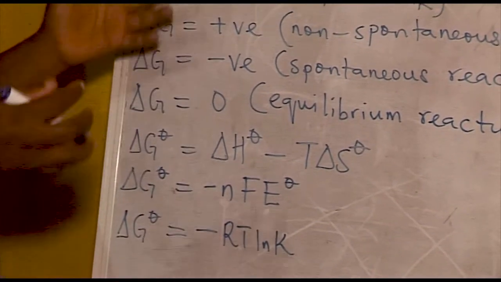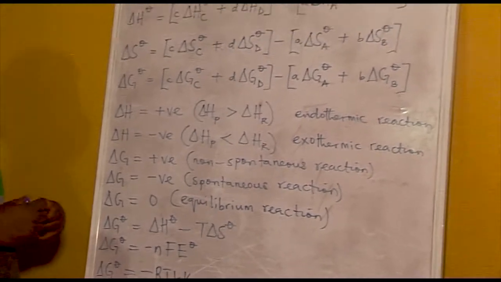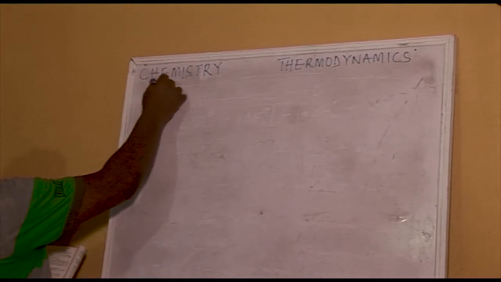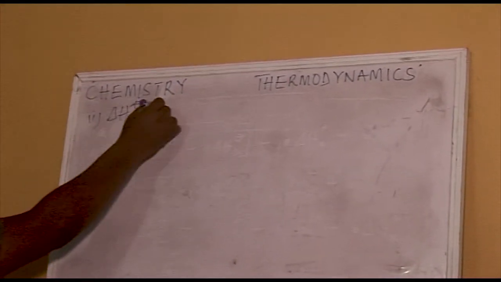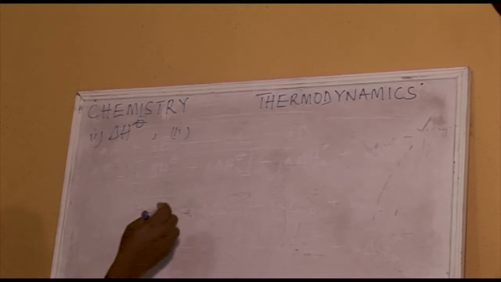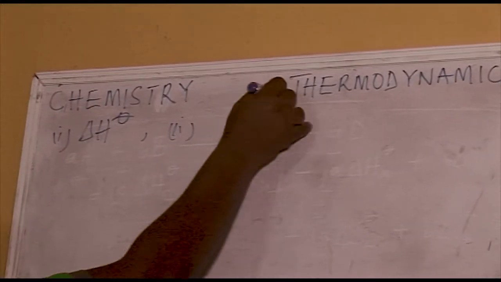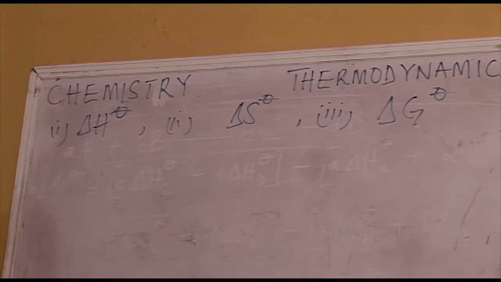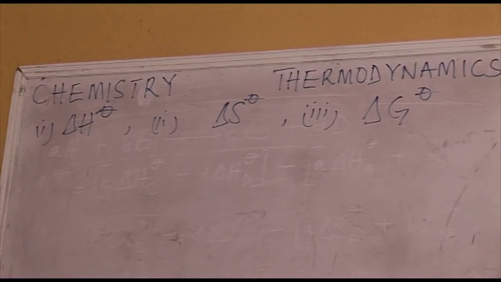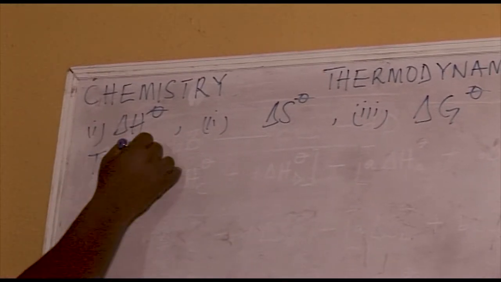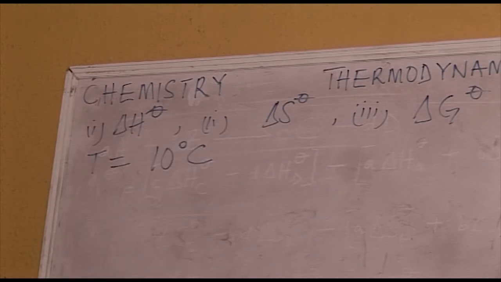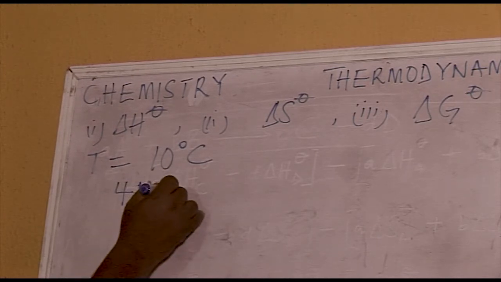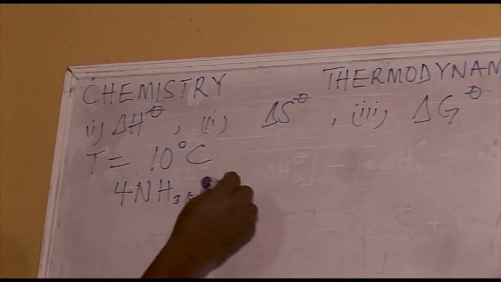So with all of this said, we want to take some questions to justify all that have been said so far. The first question states that calculate (1) the standard enthalpy change, (2) the standard entropy change, and (3) the standard Gibbs free energy change at the temperature of 10 degrees Celsius for the reaction. This is the reaction.